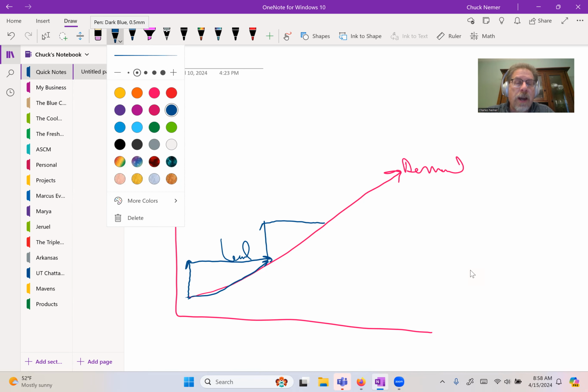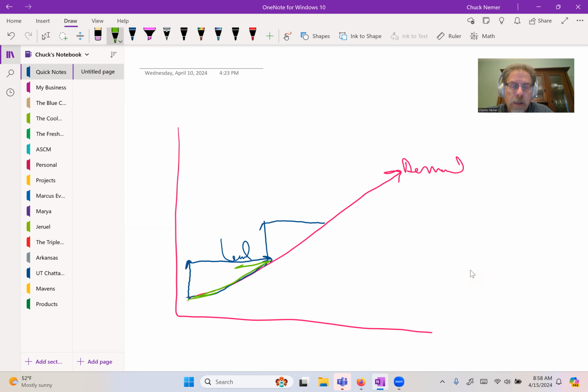A lag strategy, so let's go to green as a color on that one, says we're going to be behind it. We're not going to add it unless I'm absolutely 100% sure I need it. So while demand goes up, our capacity stays level, and we're only going to add it when we know that the demand's actually going to be there. And then we'll stay at that level while demand goes up again.